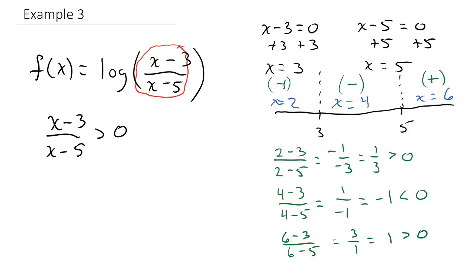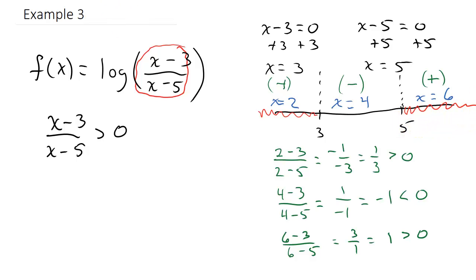Now, what am I looking for? I'm looking to see when (x minus 3) over (x minus 5) is greater than 0, or when it's positive. So I can see that it's positive in this region and it's positive in this region. So it's positive from negative infinity all the way to 3 and from 5 to positive infinity.